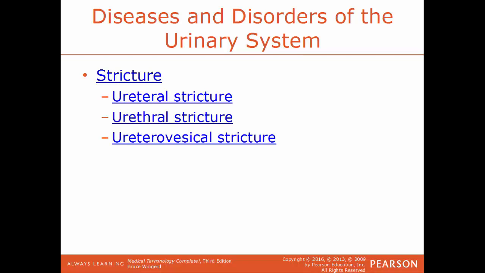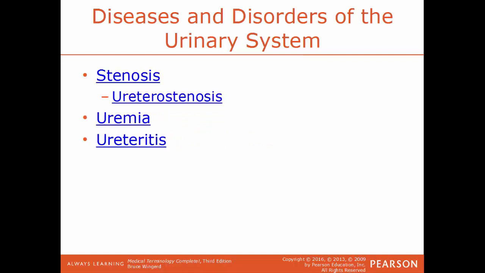Now, depending on where the narrowing occurs, it will be given a different, more specific name, which is what the next three terms are referencing. The first one, ureteral stricture, is a stricture or a narrowing within the ureter. Urethral stricture is a narrowing of the urethra. Ureterovesical stricture. This is a stricture in the ureterovesical junction, which is the place where the ureter joins up with the urinary bladder.